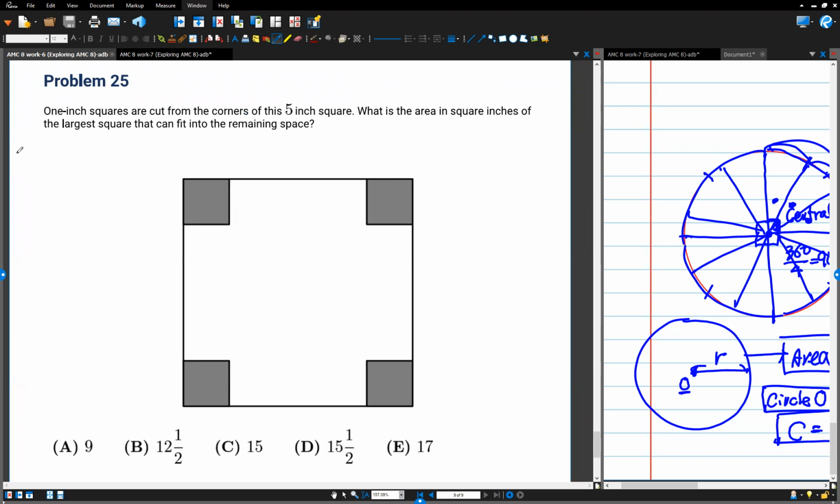I'm gonna explain, okay? We have 1-inch squares cut from the corner of a 5-inch square. This total is 5 inches. But 1 inch is out. This is out, this is out, this is out. So this one is only 3, right? 3 inches left. So in these 3 inches left, we're gonna place the largest square that can fit into the remaining part. If you have released this one, in the middle.